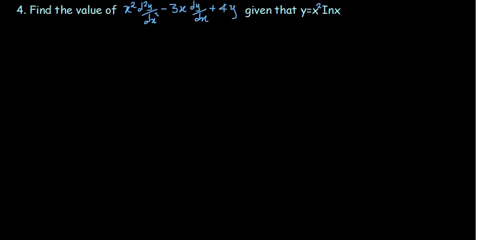Find the value of x squared d2y over dx2 minus 3x dy over dx plus 4y, given that y is x squared natural log of x. So let's first find dy over dx for this one. Well, we have got a product of the functions. We have got this multiplying with this. So first we maintain x squared. We differentiate natural log of x.